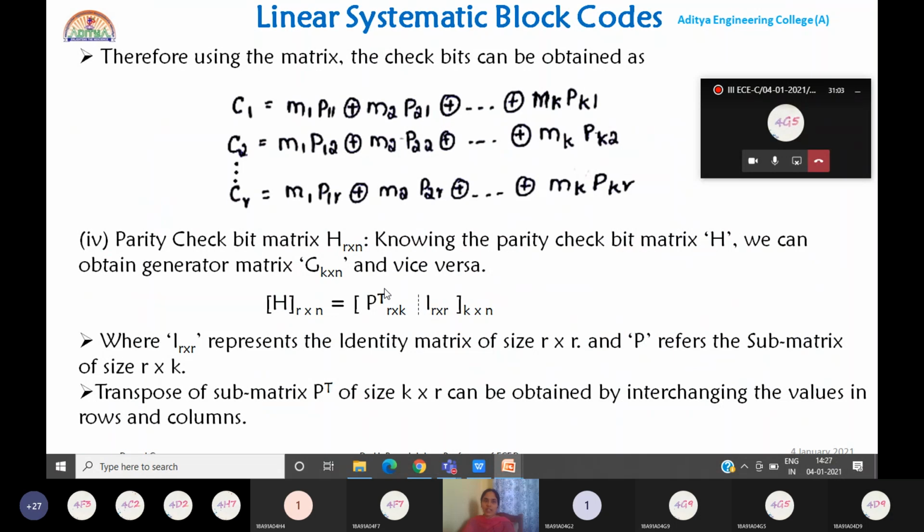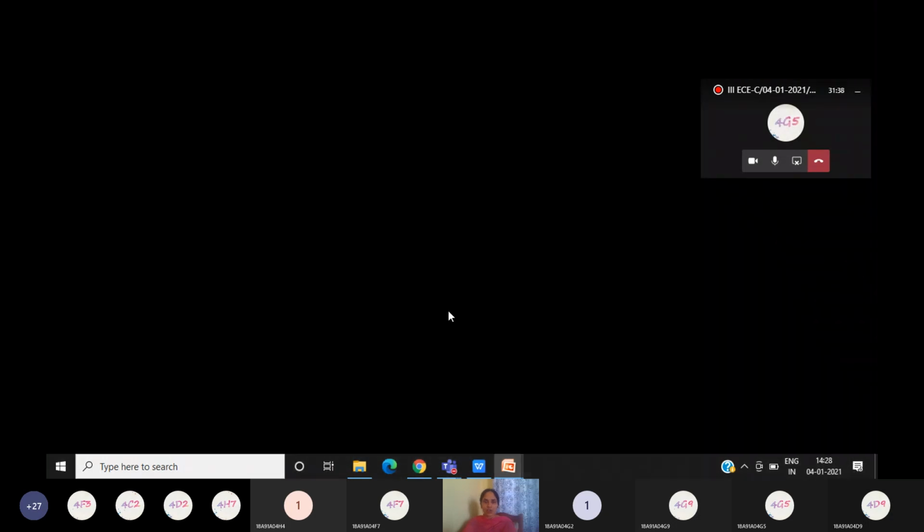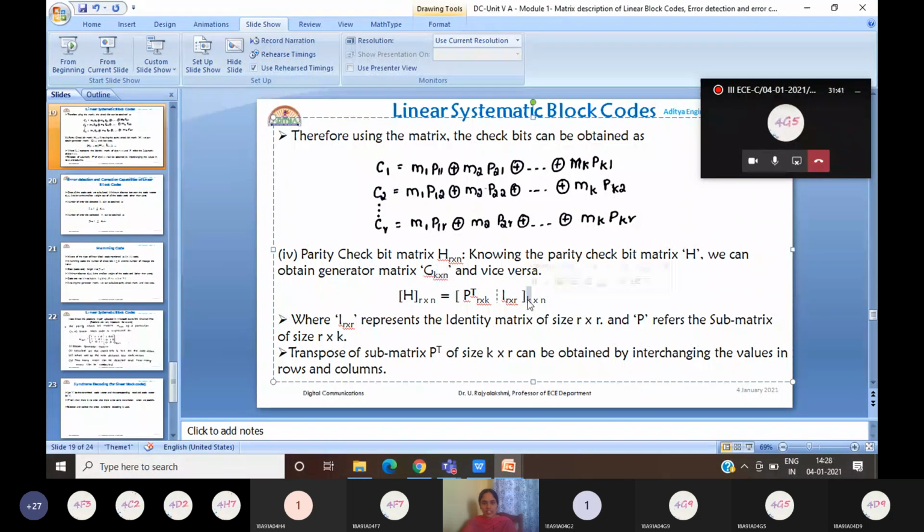So P transpose. How does transpose come? Interchanging the values of rows and columns, you can obtain the transpose. P transpose will be R by K because P will be K by R. So what is H? P transpose of size R by K followed by the identity matrix of size R by R. So what is the overall size now? How many rows are there? R rows are there. How many columns are there? K columns in the first section and R columns in the second section. So the overall size is R by N.